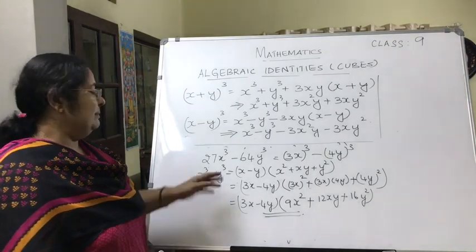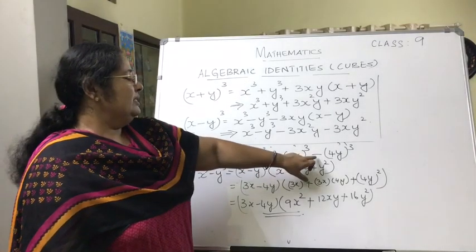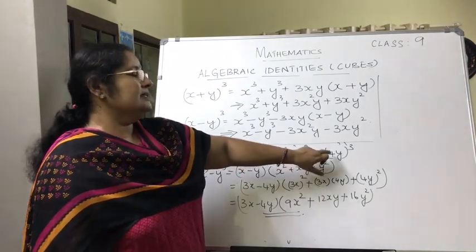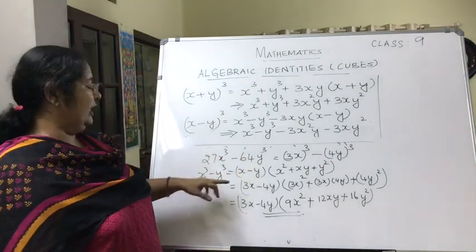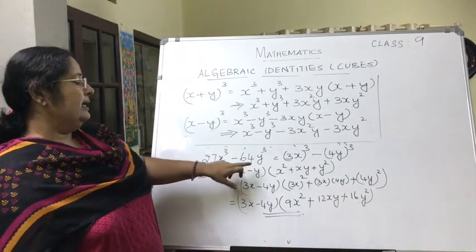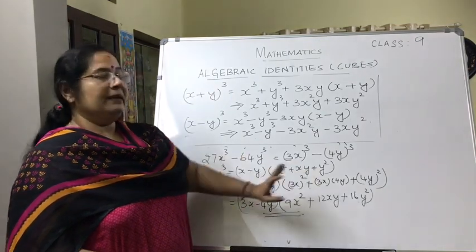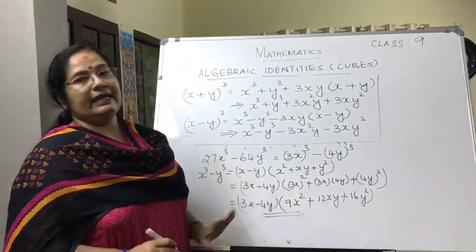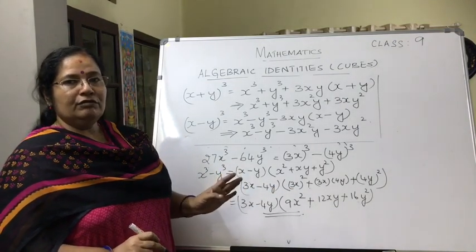Have you understood? Suppose it was 27x cube plus 64y cube. It will be changed as 3x the whole cube plus 4y the whole cube. Then the formula, sorry, the identity will change. It will be x cube plus y cube will be equal to x plus y into x square minus xy plus y square. So here everywhere the sign will change. That's the only difference. So have you understood how to do it?